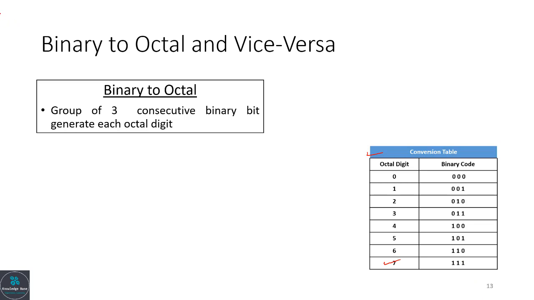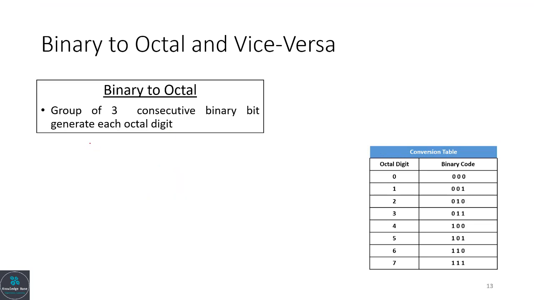Now let us take an example where we convert the binary number 110101 into its equivalent octal number. So our number is 110101. Group these 3 and these 3. This will give me 6 and this will give me 5. So it is 65 in octal. Remember, do not forget to write the base, otherwise the number will be different.